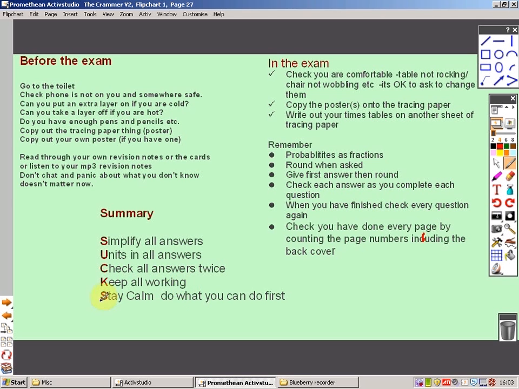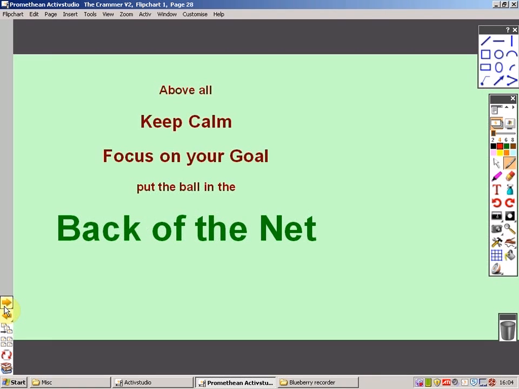And also, stay calm. Do what you can do first. Don't get panicked by the stuff you can't do. Work calmly through the stuff you can. I hope that's been helpful to you. It's a long video. Above all, remember, keep calm.